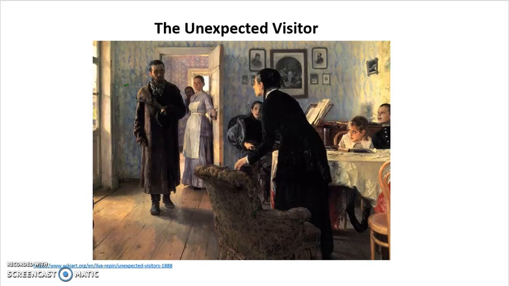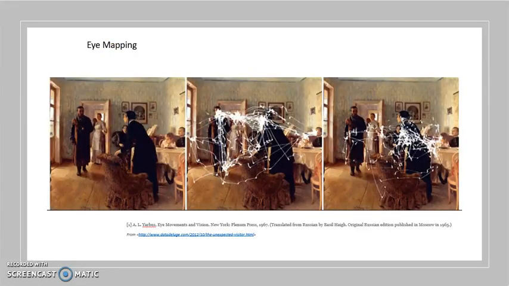This strategy can be seen in eye movement maps. In this slide, the middle and right images show eye movement maps of someone examining the unexpected visitor. Each reflects the same individual looking at the same image, yet the patterns of the movement are different. Why? Because the goals were different.